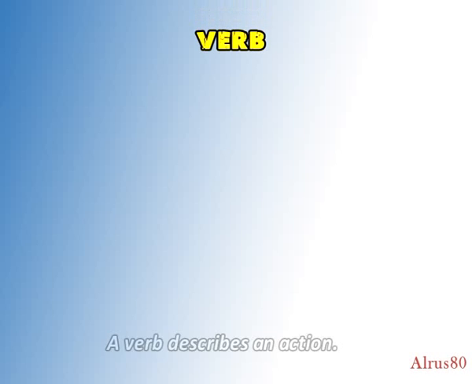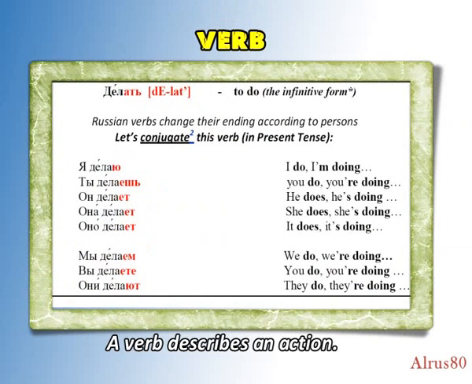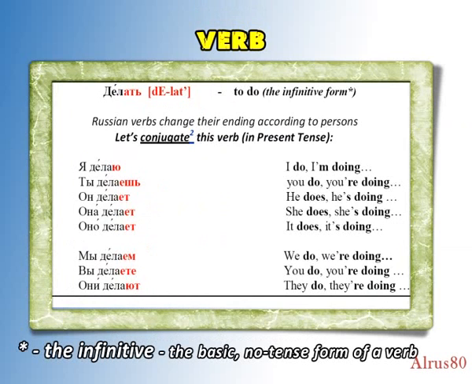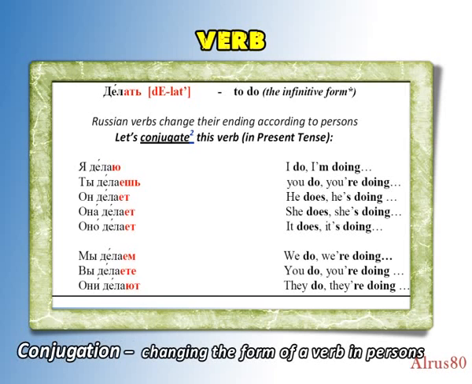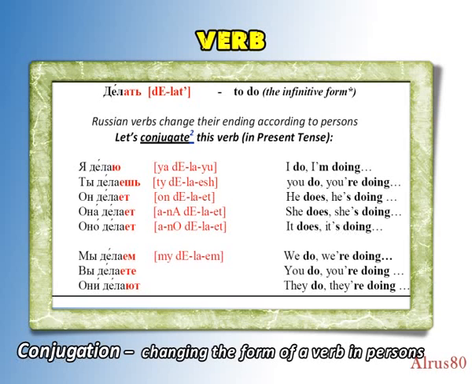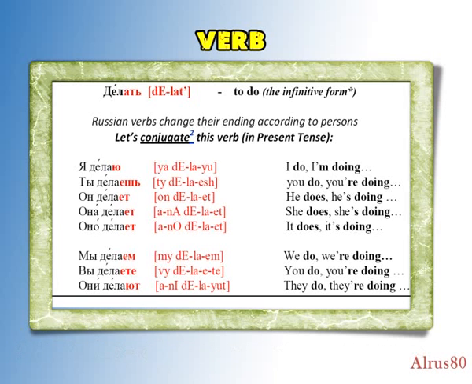Now move on to verbs. A verb describes an action. Here we have a verb делать. This form of a verb is called the infinitive form. Changing verbs and persons is called conjugation. Let's conjugate it to see its personal endings. Делать. Я делаю. Ты делаешь. Он делает. Она делает. Оно делает. Мы делаем. Вы делаете. Они делают.